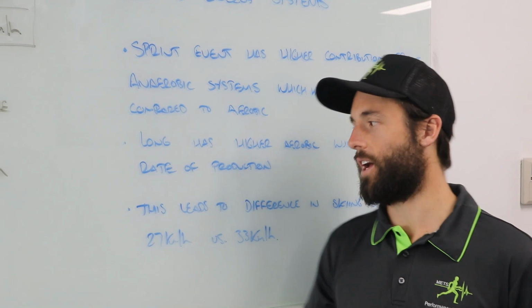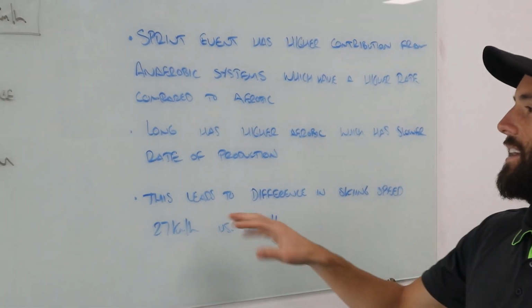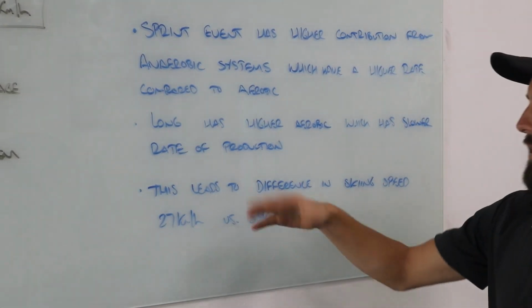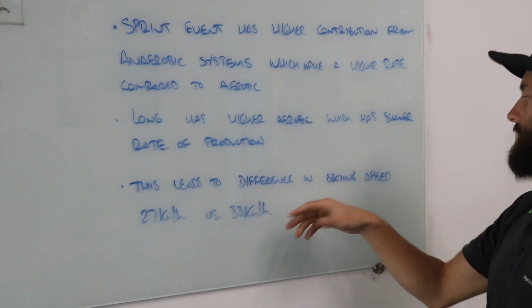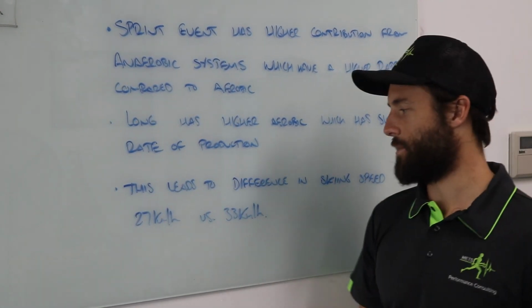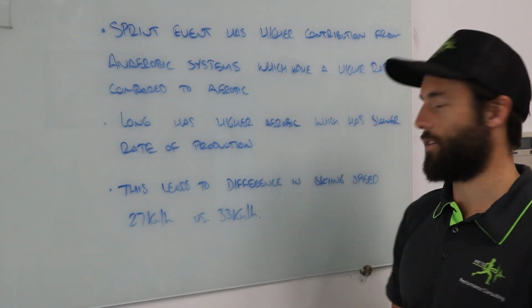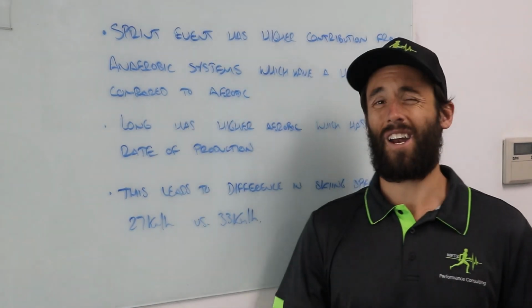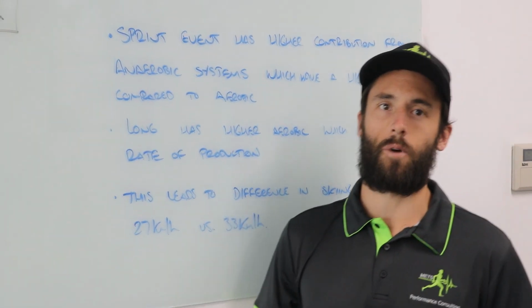Fairly straightforward. We just then want to tie this together into what that means and using the data. So we're going to say that this leads to the difference in the skiing speed of 27 kilometers an hour in the long event compared to 33 kilometers an hour in the short event. It's really pretty straightforward. Luke and I just spoke about this.